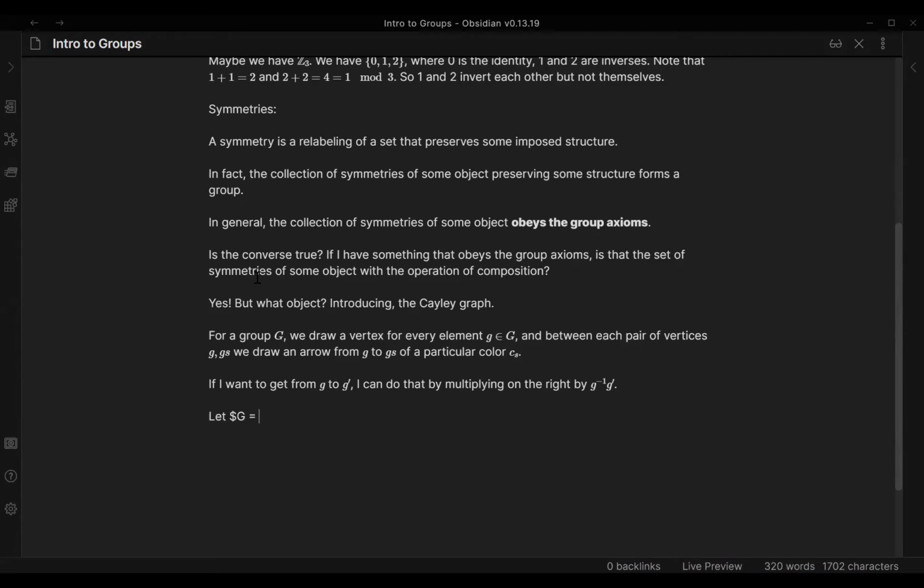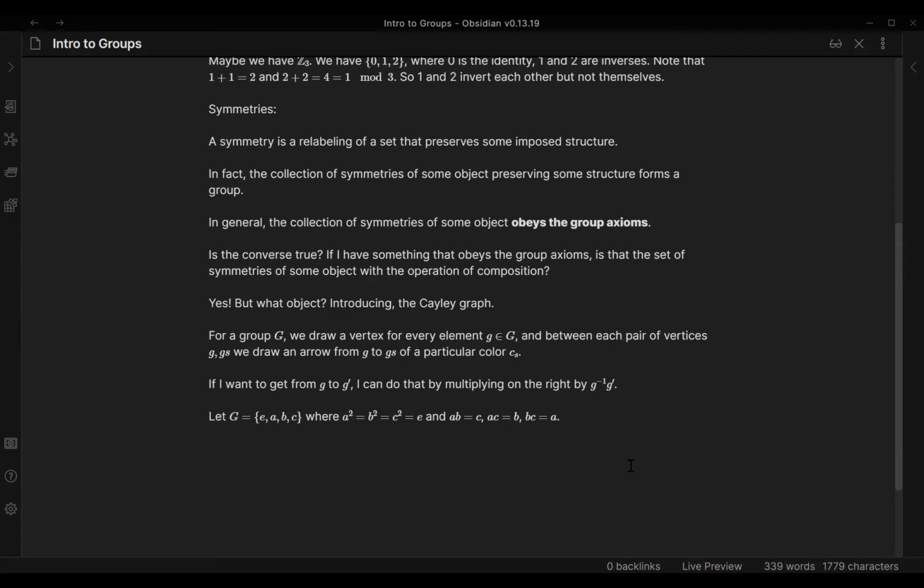Well, let G be some set, an identity, and then some objects A, B, and C, where A squared equals B squared equals C squared equals the identity, and AB equals C, AC equals B, BC equals A. So we've got some group where everything inverts itself, and if you multiply two non-identity elements, you get the other non-identity element.